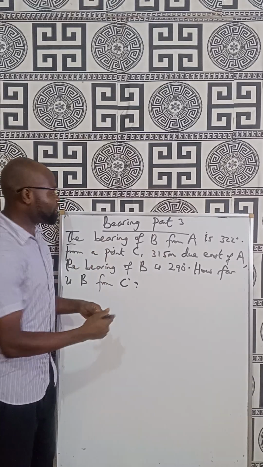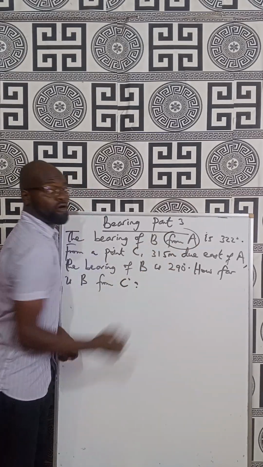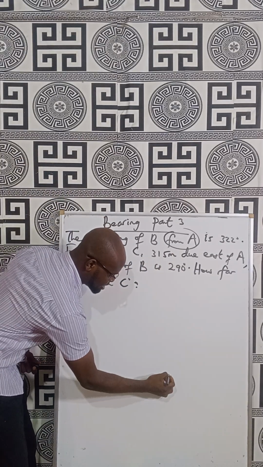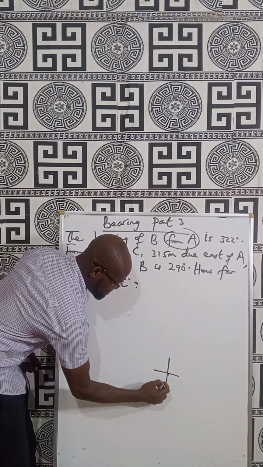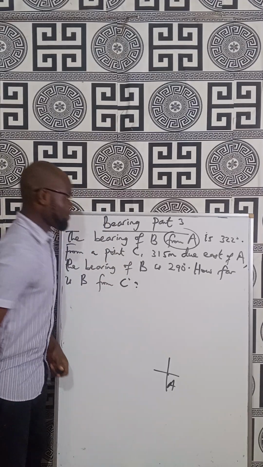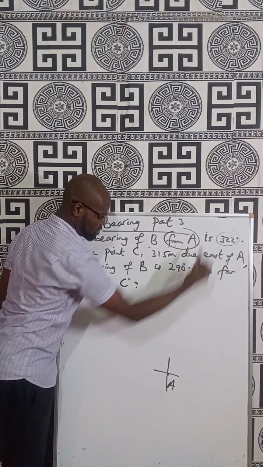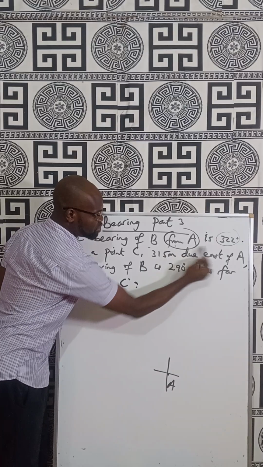The bearing of B from A. Focus on the word from. That's where the bearing is coming from. So you start from that A. So let's say this is our point A. So that means B from A is 322 degrees. So you do it from that A. From A, we do the bearing.